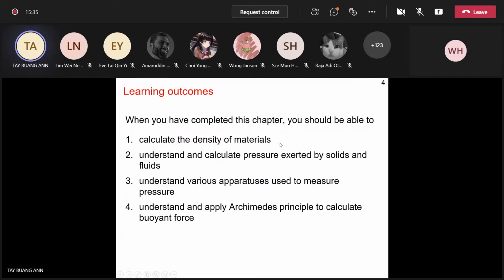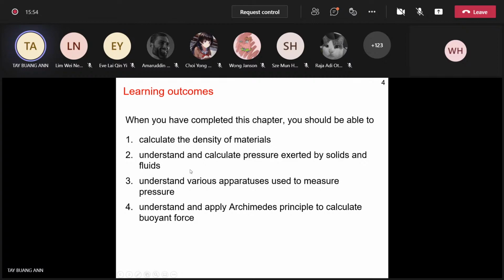Okay, so here is what we want to study in this chapter. First we study the density of materials. Why? Because we need to use it to calculate pressure later. Understand pressure that is exerted in solids and fluids.